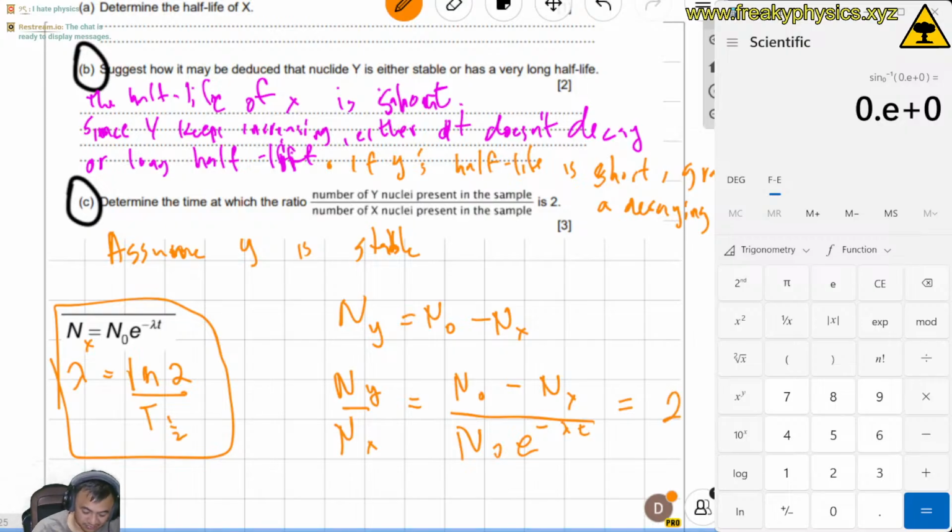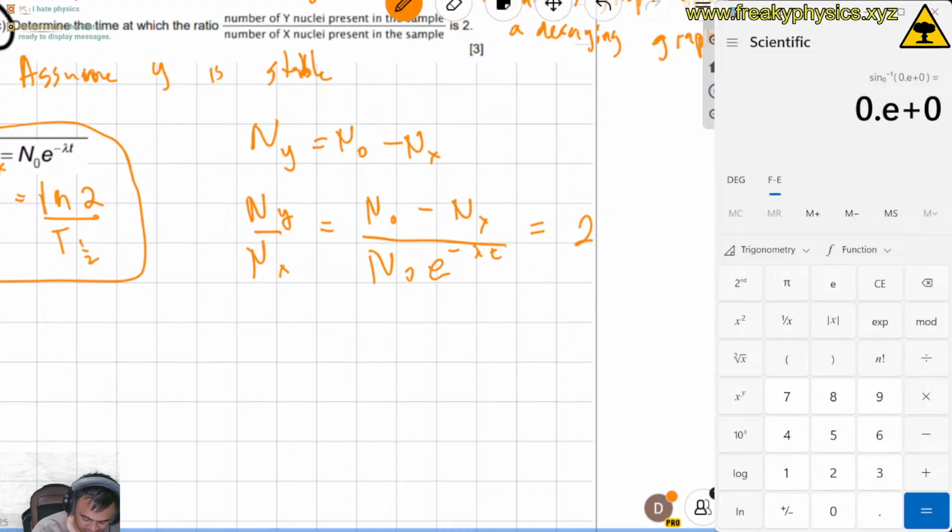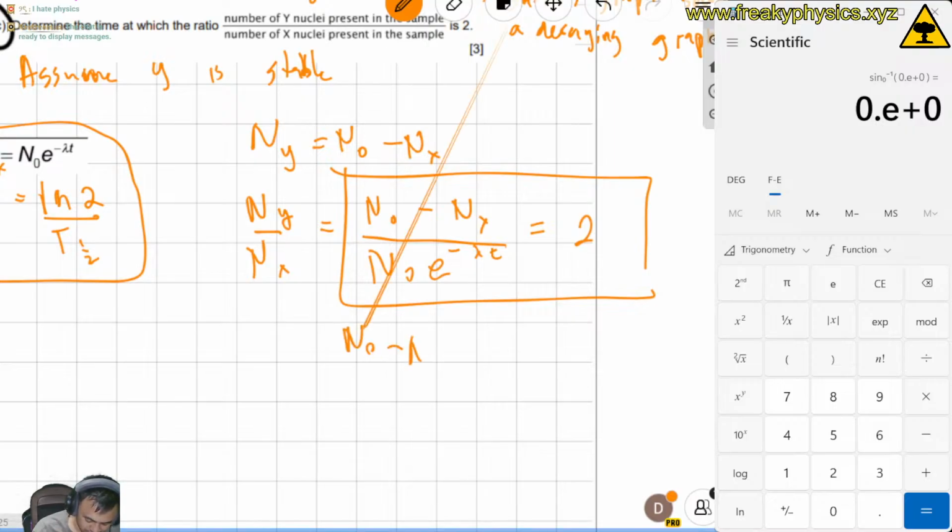So we just do the math from here. Okay, so what do we get? And then this is just what we're going to be looking at. So we get n0 minus nx should be equal to 2n0 e raised to negative lambda t. We might as well solve for lambda first.